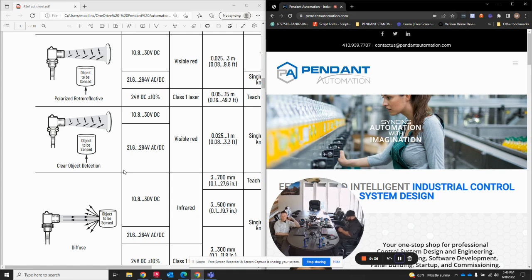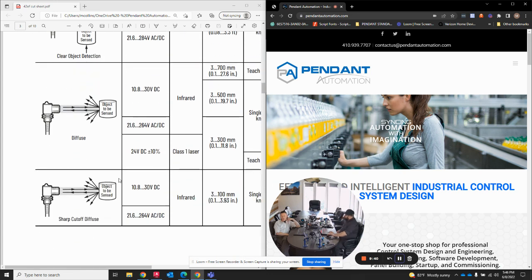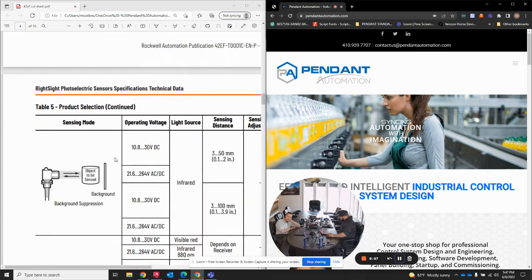And then moving down to diffused, and I'm going to ask you, I can never tell, I've oftentimes used them interchangeably, although they are absolutely different: diffused and background suppression. Can you explain the difference between a diffused eye and a background suppression eye?